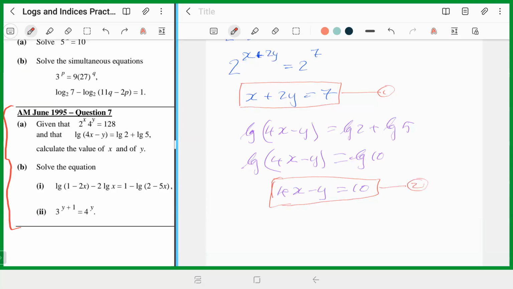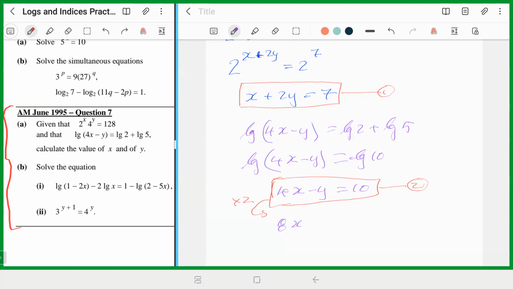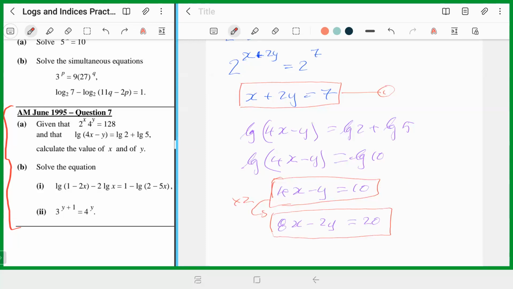And so now I just need to solve those two equations simultaneously. I can do it by multiplying this one by 2 to create a 2y, as that one is. So I multiply this one by 2 and I get 8x minus 2y equals 20. I want to make this my second equation instead. Then when I add these two equations, the y is eliminated.